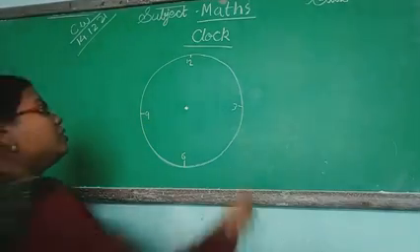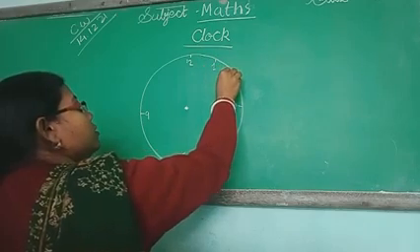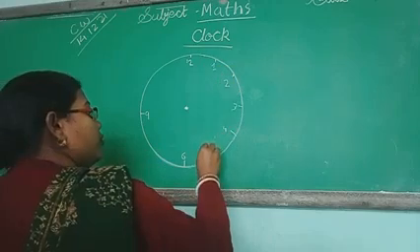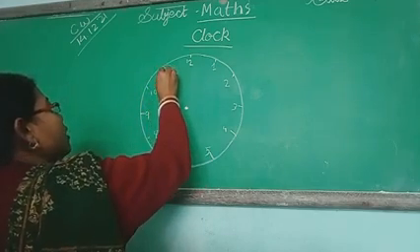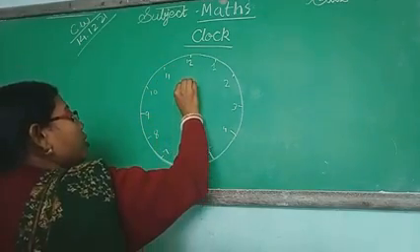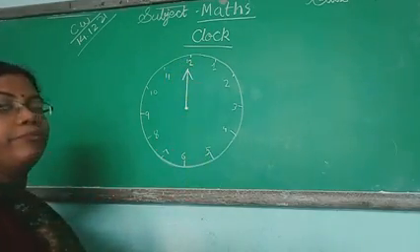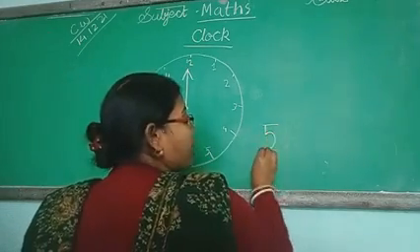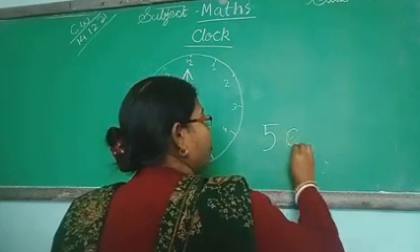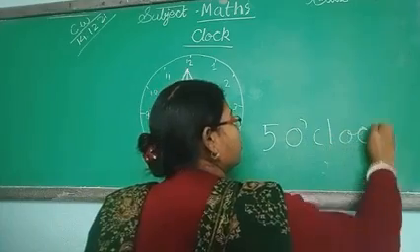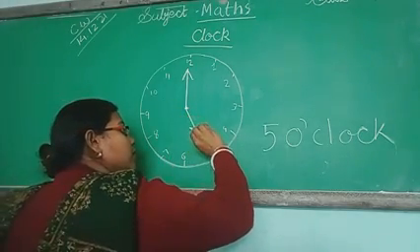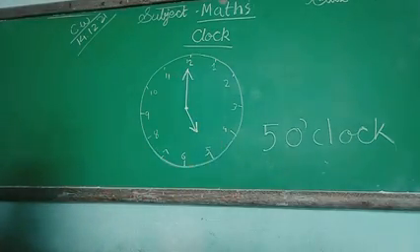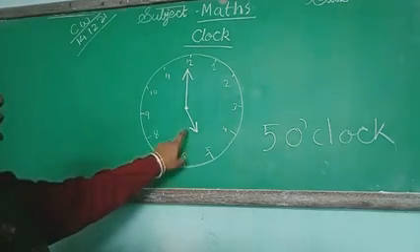Okay. Then you write here 1, here 2, 3, 4, here 5, 6, 7, then 8, 9, then 10 and 11. From the center, make one long hand, the minute hand. If I say 5 o'clock, then you draw one short hand, that is the hour hand. Now it is 5 o'clock. I will tell you in the online class how to draw a clock, because you have to make a clock.